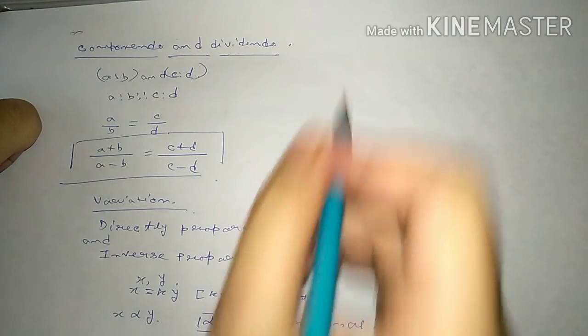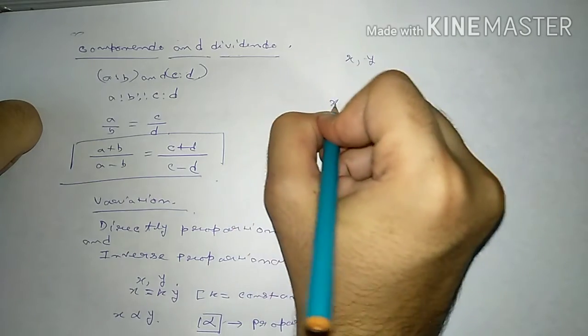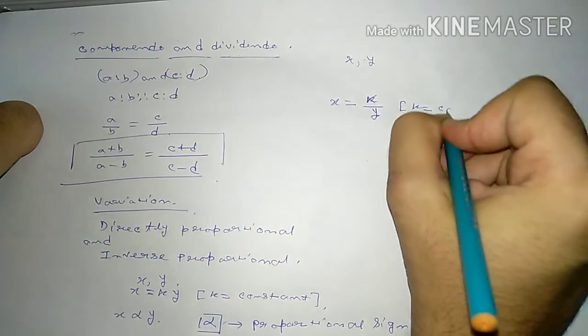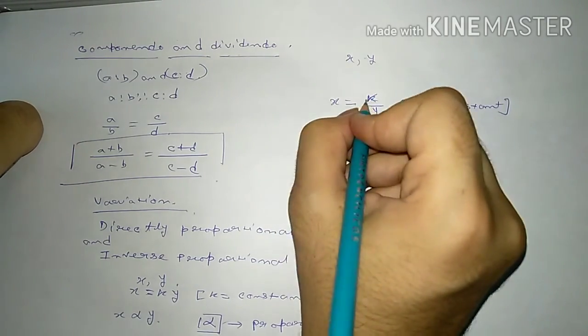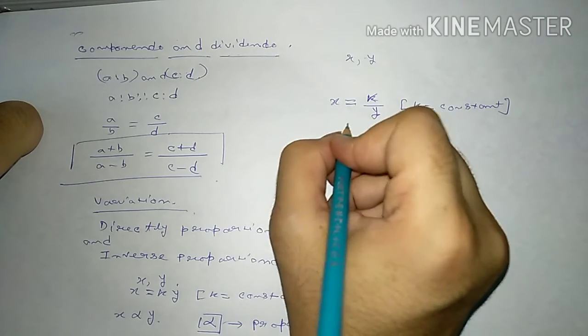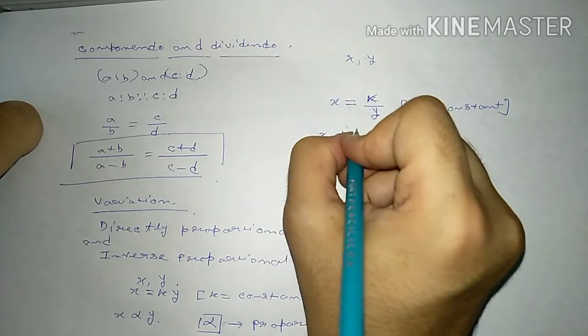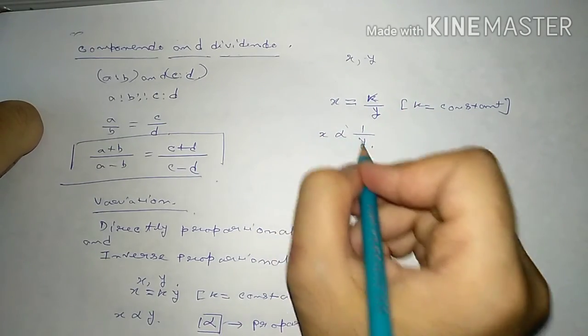Next is inverse proportional. We say x is inversely proportional to y when x equals k by y, and k is a constant. If we omit k, this equal sign is converted to the proportional sign, and this will be written as x is inversely proportional to y.